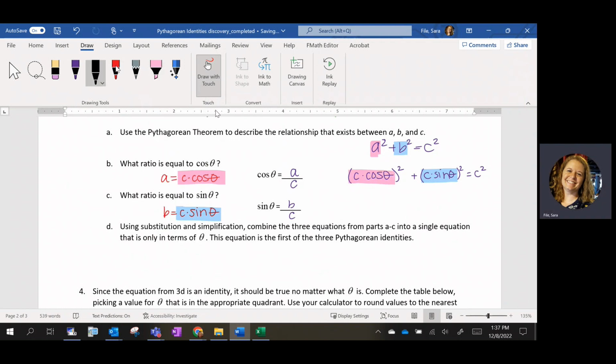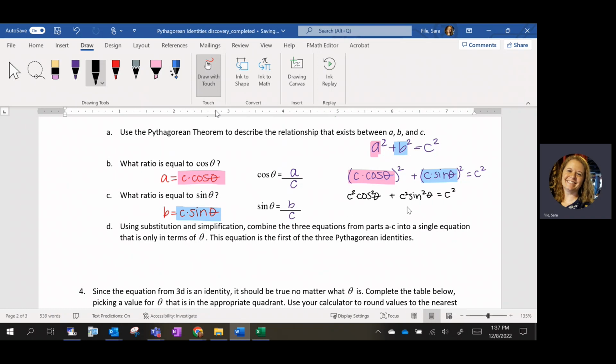Now comes the simplification. We use substitution, now we want to simplify. If I am squaring something, there's parentheses squared, I'm squaring everything inside, aren't I? So this is going to be C squared times cosine squared theta. This will be C squared times sine squared theta.